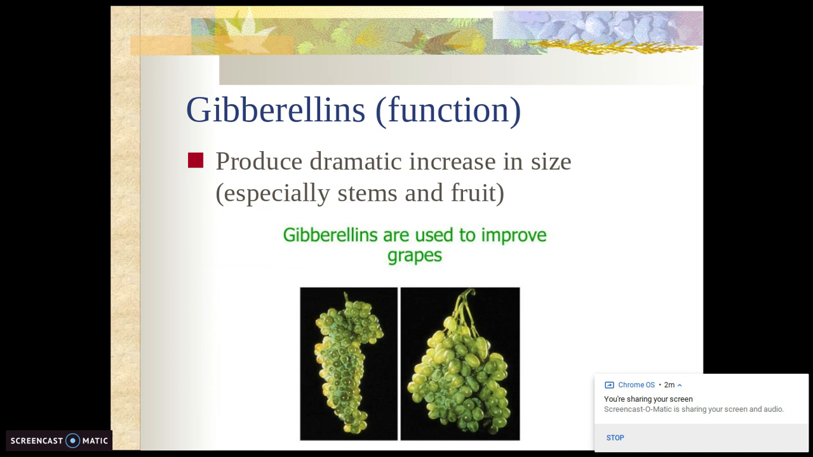The hormone gibberellin is used for the production of larger fruit. It produces a dramatic increase in size. If we look at the picture down here, we have grapes. This set of grapes doesn't have a lot of the hormone gibberellin, so it's a lot smaller. Ones that have a lot of this hormone make a whole lot larger fruit. Scientists can synthesize gibberellin, and they can put this hormone in certain fruits, and it makes them larger, and we get more to eat.